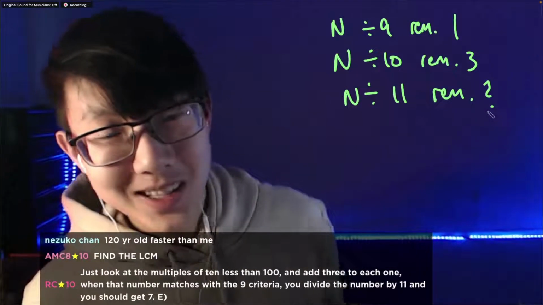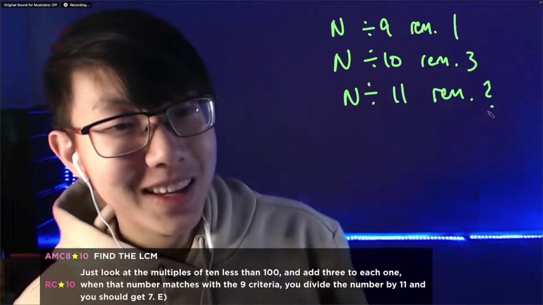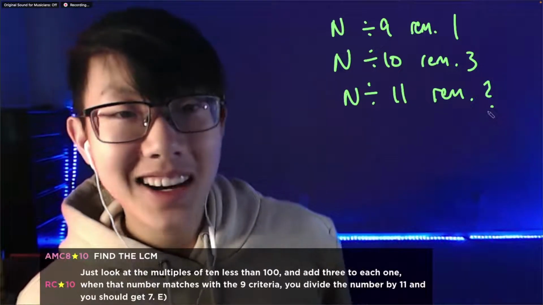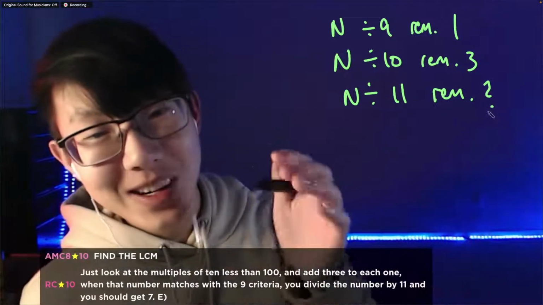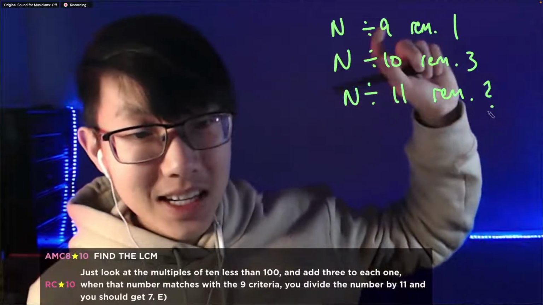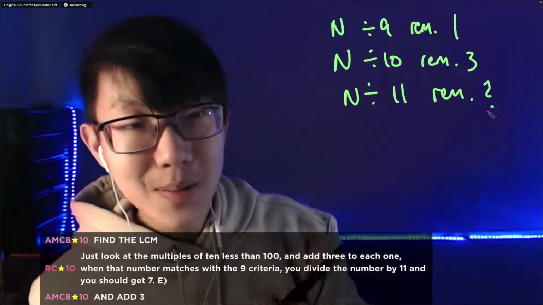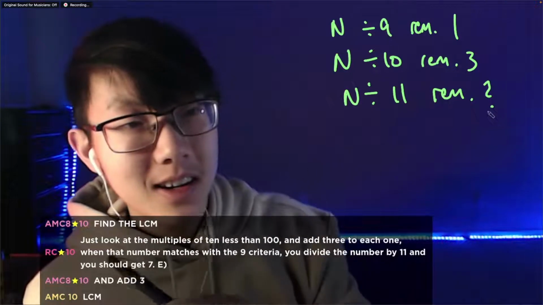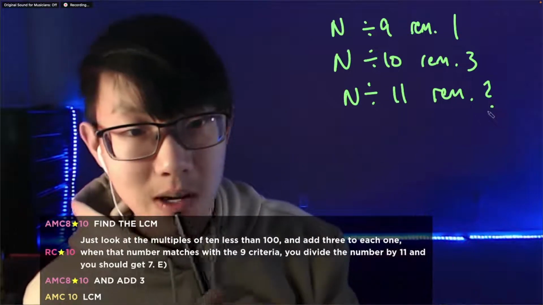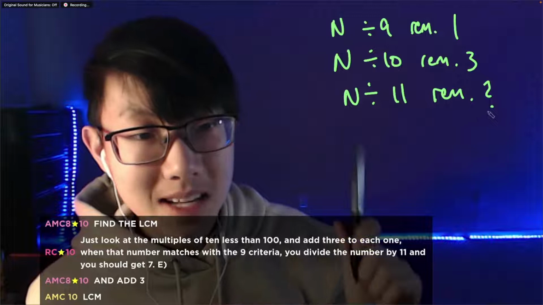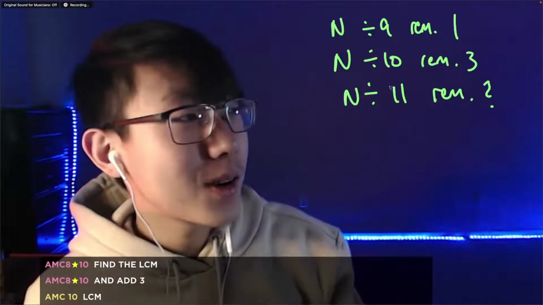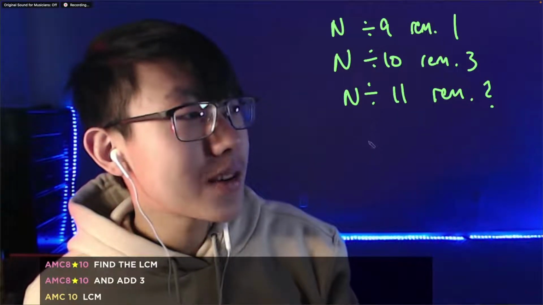Find the least common multiple, says AMC. Okay, it's kind of weird to think of least common multiple, but if you look at just 9 and 10, there's a number when we could think about when it divides 90, what it could be. Look at the multiples of 10 less than 100. There's a bunch of different ways to look at it.